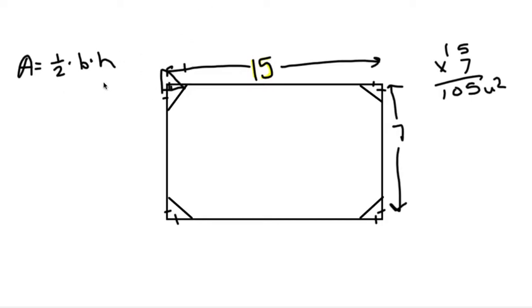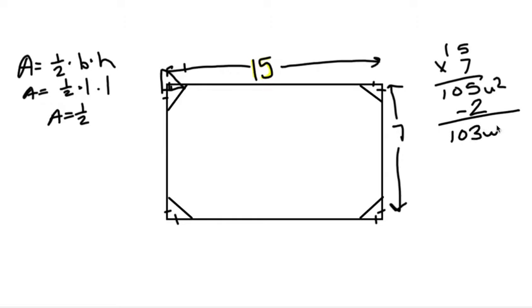So now my height was 1, my base was 1, and I have to multiply that by 1/2. 1 times 1 is 1, times 1/2 is 1/2. So the area of this one little triangle is 1/2. What would the area of this one be? 1/2, 1/2, and 1/2. What's 1/2 plus 1/2? 1 whole. So these two make 1 whole, and these two make 1 whole. So altogether I have 2 wholes that I need to subtract. So I go back to my original dimensions, and I have to subtract 2. 105 minus 2 is 103 units squared.